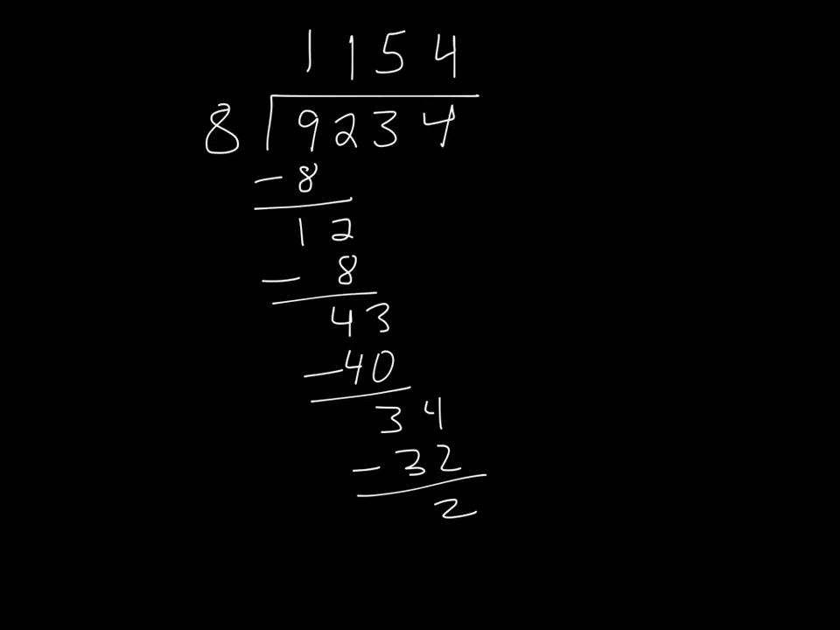1,154 and 2/8. Or, better yet, 1,154 and 1/4, because 2/8 reduces to 1/4. That's about the best we can do. We could have written it as a decimal. There are some other things we could do, but this is going to fit the format of what we're going to do with the algebraic expressions.